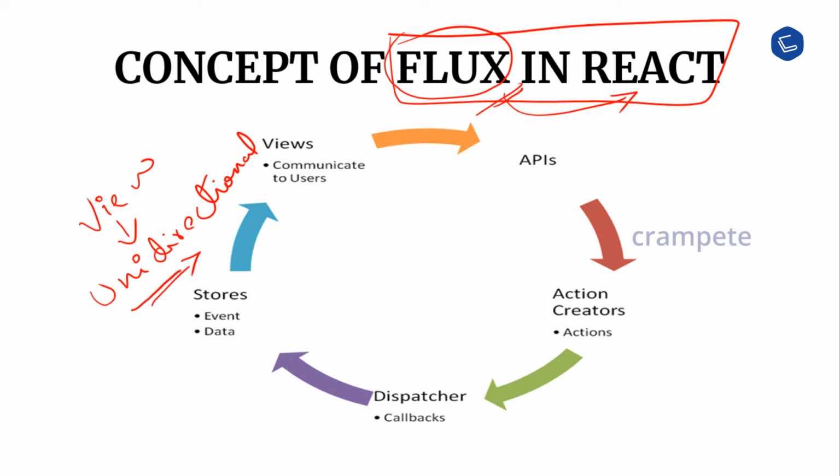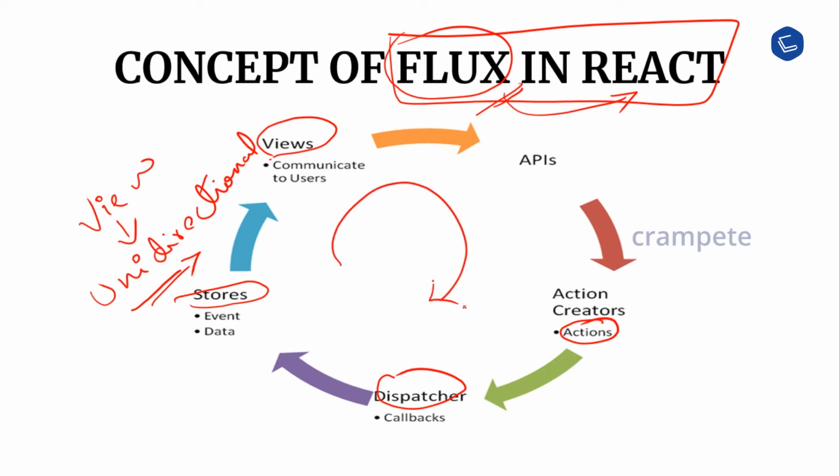So the four roles would be action, dispatcher, stores, and the views. So it's like a cyclic process on the unidirectional flow. When an API is being triggered, action creators are triggered and the dispatcher takes care of the callback. The stores take care of the event data to communicate to the users. In simple words, actions are sent to dispatchers to trigger the data flow.